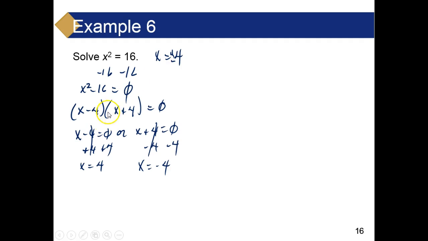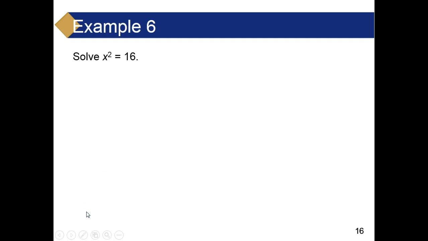Okay. Let me clear that and see how they did it. Okay, they wrote it again. Good idea. Then they subtracted 16 from both sides.